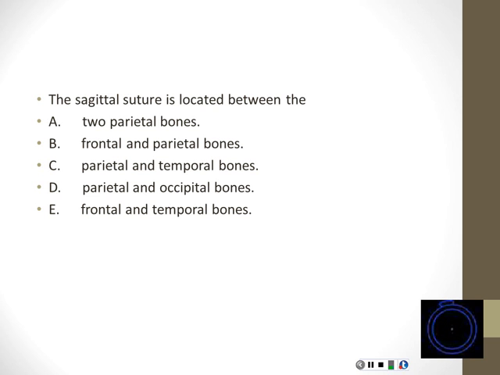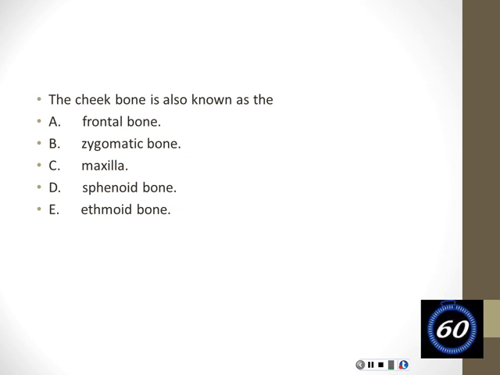All right, good. The answer there is A, the two parietal bones. All right, so let's go through the rest of them. The frontal and parietal bones, the suture that's there, that's the coronal suture. That's this one. Between the parietal and occipital bones, that's in the back, that's the lambdoid suture. And between the frontal and temporal bones and the parietal and temporal bones, that's the squamous suture. All right. The cheekbone is also known as which of those things?